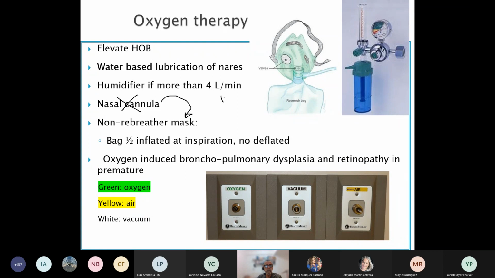The nasal cannula is the most commonly used because it has the advantage that it's very comfortable. You have 2 prongs inside the nostrils, and it can produce trauma. But also the tube is threaded behind the ears, so you need to check the skin behind the ears. And as I said, the maximum is 6 liters per minute.